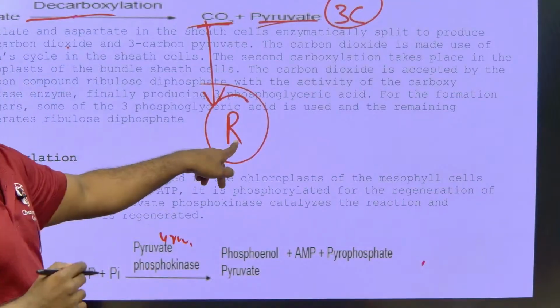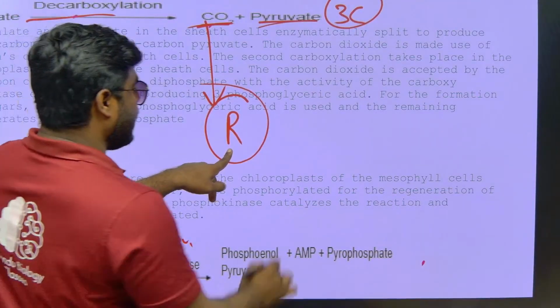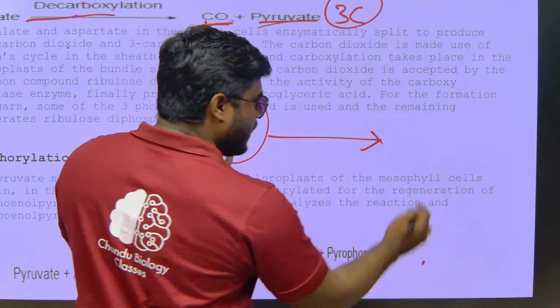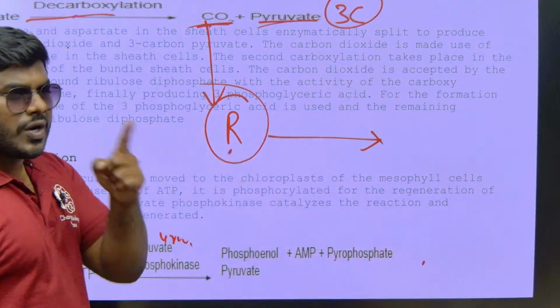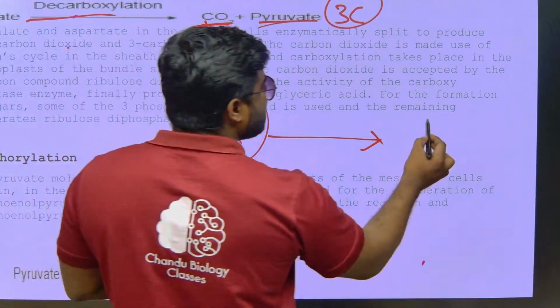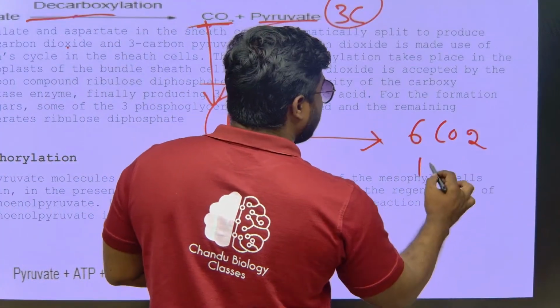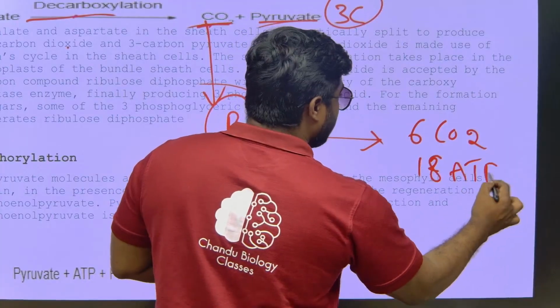Then Rubisco starts what cycle? C3 cycle. Then in the C3 cycle, how many times does it turn? 6 times. Goal is what? To produce 1 glucose. 1 glucose means 6 times: 6 carbon dioxide, 18 ATP and 12 NADPH.